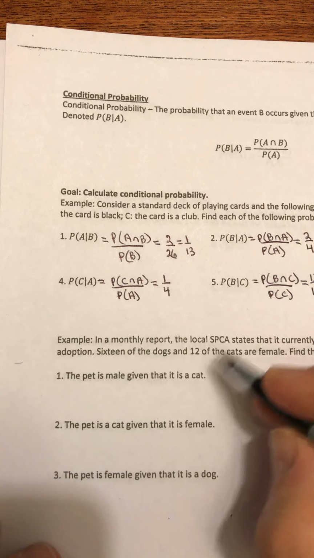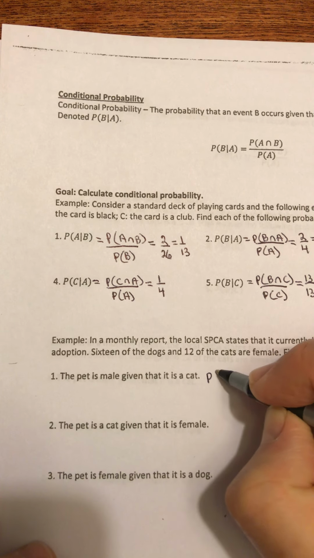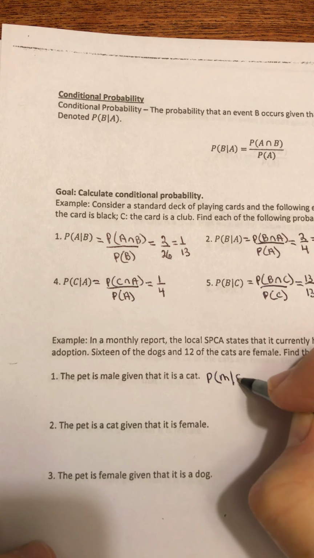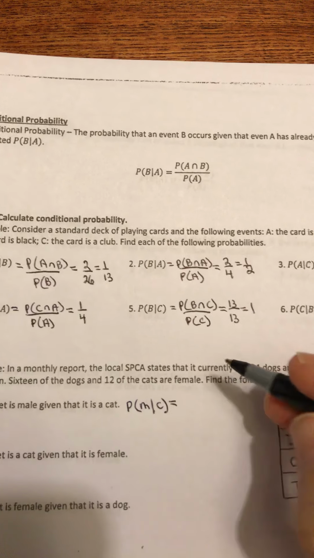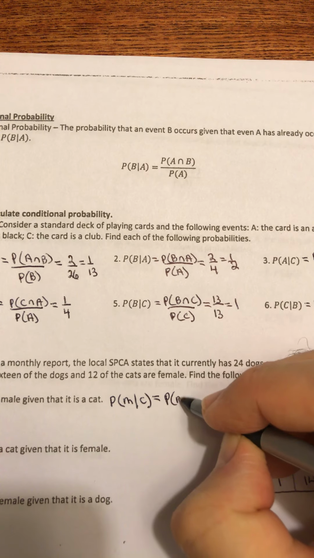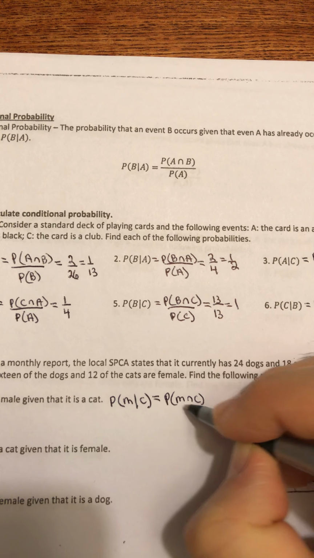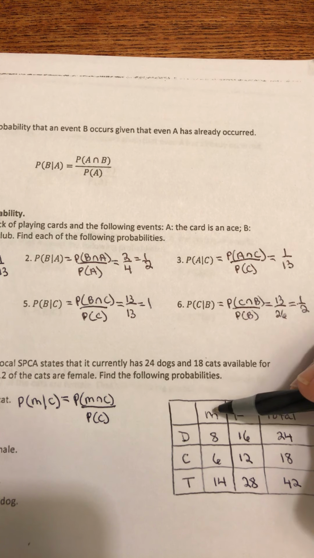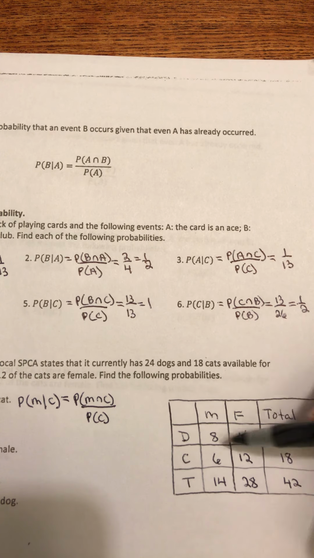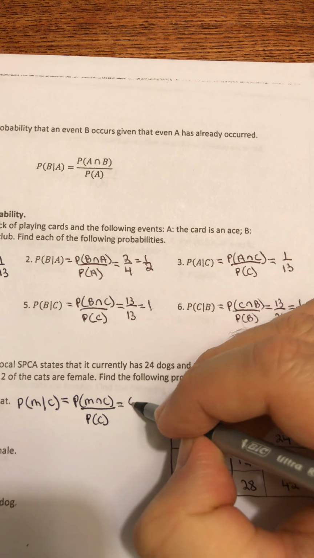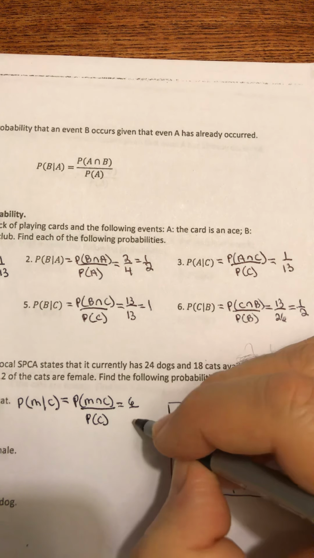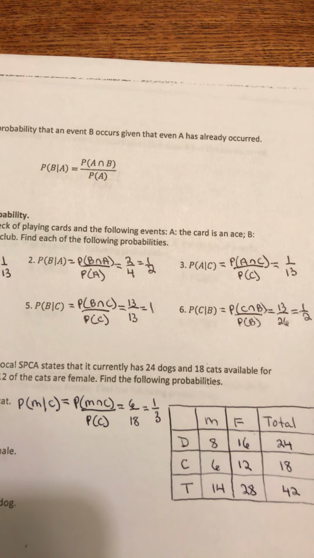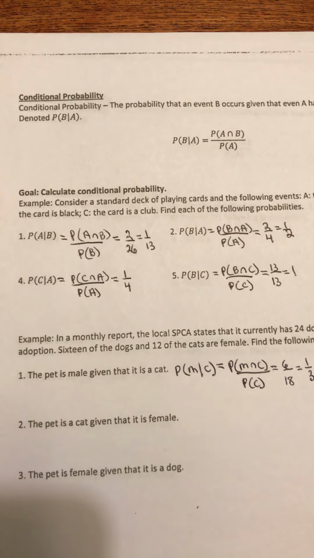So first I'm going to write this out in probability form. What's the probability that the pet is male, given, which always comes second, given that it's a cat? Now, according to our formula, that's the intersection of the two over the probability of what's given, and it's given that it's a cat. So male, cat, they intersect at 6. And cats, there's 18. 6 out of 18 is 1 out of 3. So fill out the table, and then these questions are nice and easy.